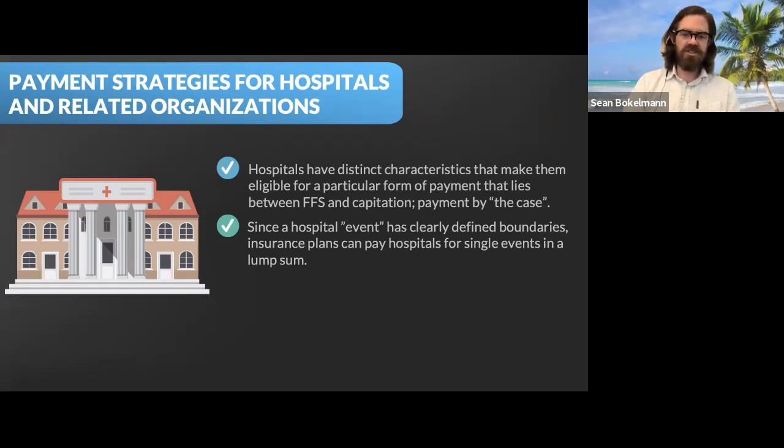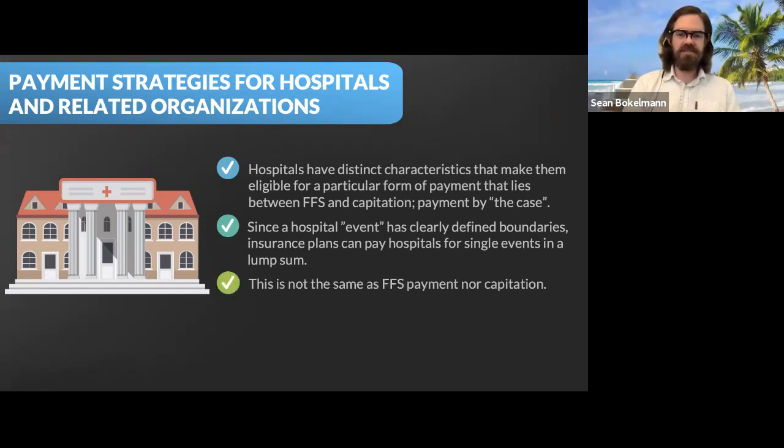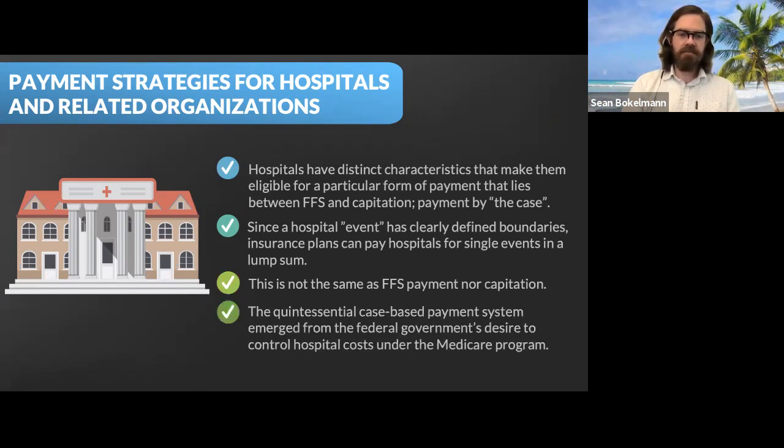And so insurance plans can pay hospitals for single events in lump sums, right? And this is not the same as fee for service, nor is it the same as capitation. So it's somewhere in between, I guess. And this type of payment system actually came from the federal government and their desire to control hospital costs under Medicare.